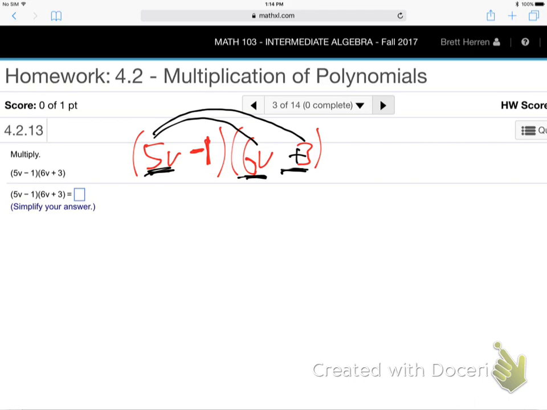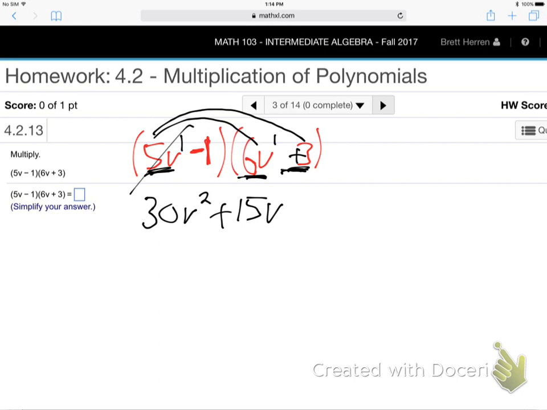What's the rule when we multiply letter things? Out front numbers multiply, powers add. What powers are on those v's? Yeah, invisible 1 powers. 5 times 6 is 30v squared. And then the 5v hits the 3, 15v. He's done. His turn is over.